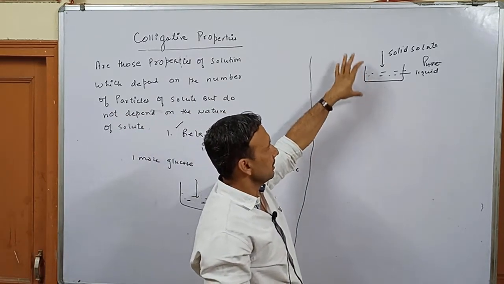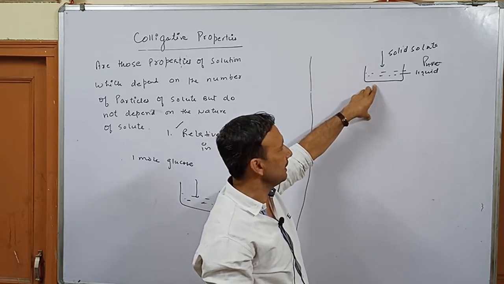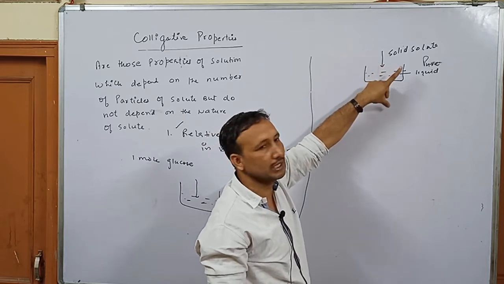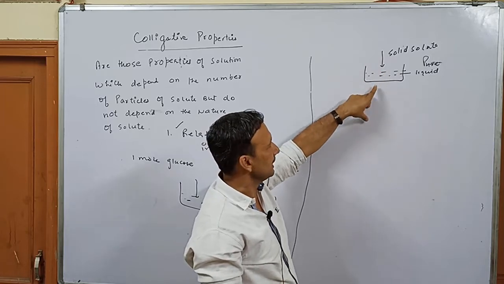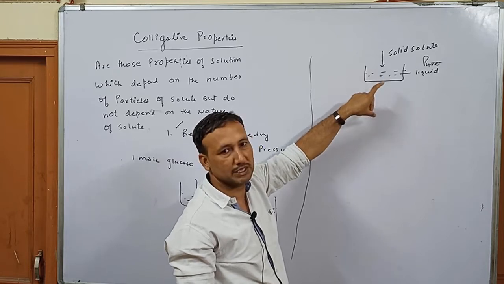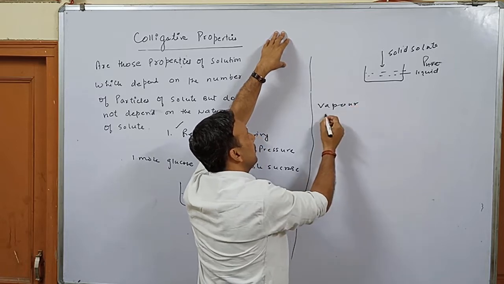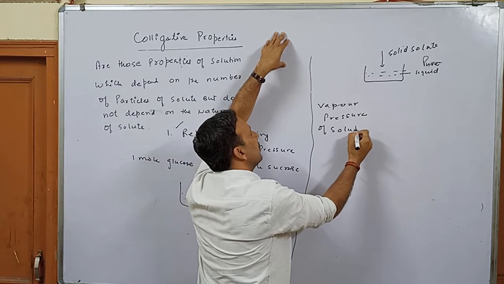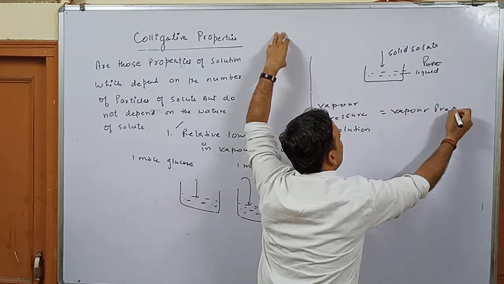Suppose we have the pure liquid which can vaporize. Now this solution contains some solid solute which cannot change into vapor. Then the vapor pressure of this solution is only due to the presence of this pure solvent. That is, vapor pressure of solution is equal to vapor pressure of solvent only.